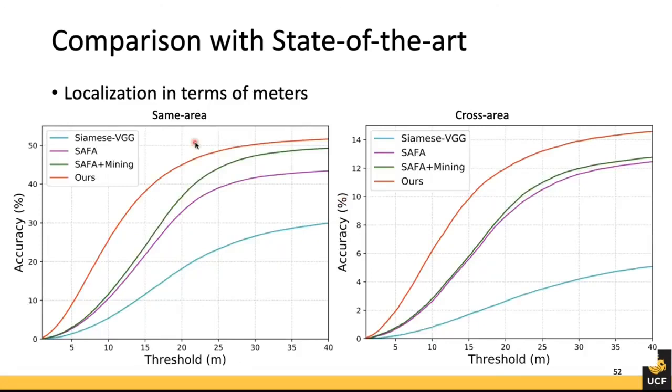We also did evaluation in terms of meter level. Basically, we can set a couple of thresholds. If the difference between the predicted GPS and the ground truth GPS is within a certain threshold, then we consider that a correct prediction. For example, at this 15-meter threshold, our method is able to outperform the previous state-of-the-art by a large margin, over 15% improvement in terms of accuracy. So that's for the same area evaluation. And this is also the same for the cross area evaluation in terms of meter level evaluation.